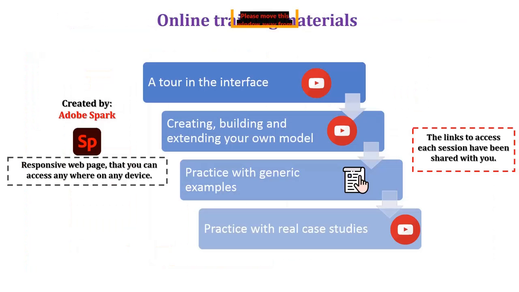Okay, in the next slide, the online training material is created using Adobe Spark, which is a web page format document that includes text, pictures, and videos. The online training materials for the energy simulator consist of four sessions. Each provides you with step-by-step guidance on accessing the simulator and on creating and editing your own network model. A few generic examples will also be provided to allow you to practice the skills acquired through the online training. Finally, a practical example will be presented on the applicability to a real power system model. The links to access each training session have already been shared with you.